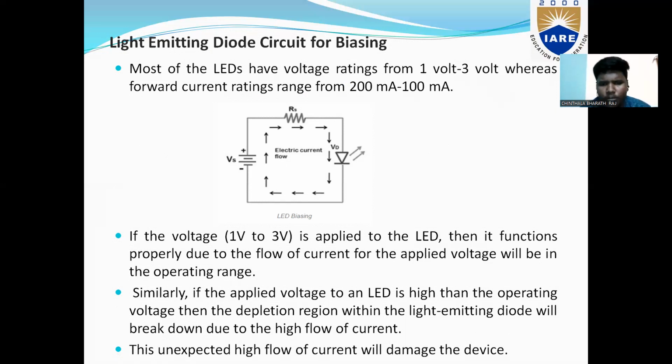Similarly, if the applied voltage to the LED is higher than the operating voltage, then the depletion region within the light emitting diode will break down due to the high flow of current. This unacceptable high flow of current will also damage the device.